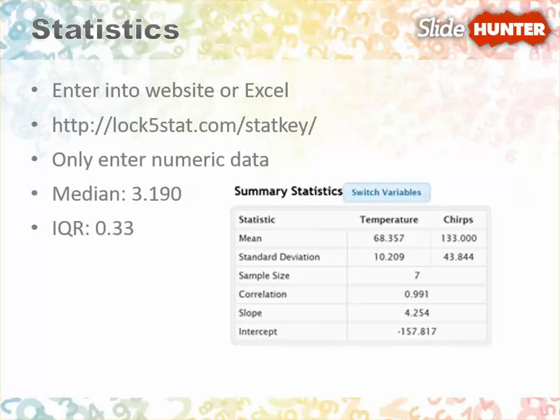To calculate the different values, we're going to use either that Lock5Stat website or you can do Excel. Pick which one you're more comfortable in. You're going to type them into a list. Again, just one column of numbers. And in this case, I have the data that this student found. Remember, this is what it would look like on your chart. So this one isn't her data, but that's how she would have found it. So this student found in her data that the median was 3.19. Her IQR was 0.33.